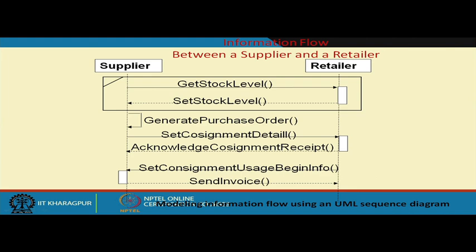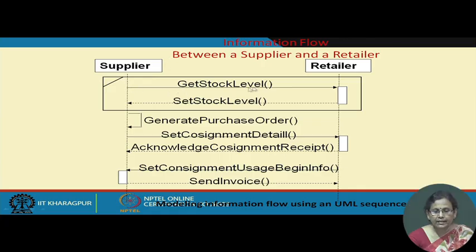Now, between a supplier and a retailer, this is the information flow. The supplier gets the stock level from the retailer, the retailer sends his own stock level, and the supplier generates the purchase order and sends the consignment stock detail to the retailer. The retailer acknowledges the consignment stock receipt. When he starts using the consignment stock, he moves it to his own inventory and sends that information to the supplier, and the supplier in turn updates his own inventory and sends the invoice to the retailer.